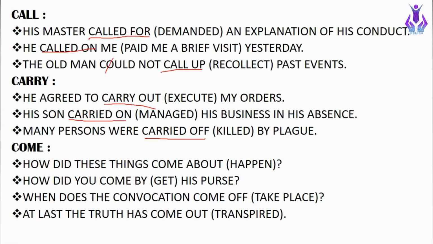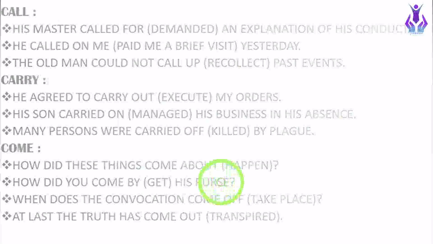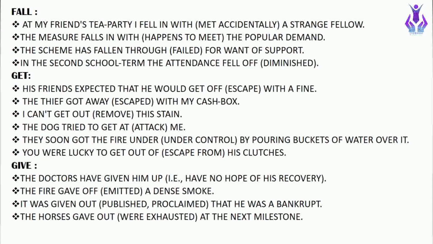The next word is come. We will see how come is used as different idiomatic expressions. How did these things come about? It means happen. How did you come by his purse? So come by means get. When does the convocation come off? So take place. At last the truth has come out. So transpired. So this is how we use different words in phrase form and how they give us different meanings from those of the original word itself. So these words, when used as expressions, are basically called idioms, and idioms are very important in our language. They play a very major role in our language.